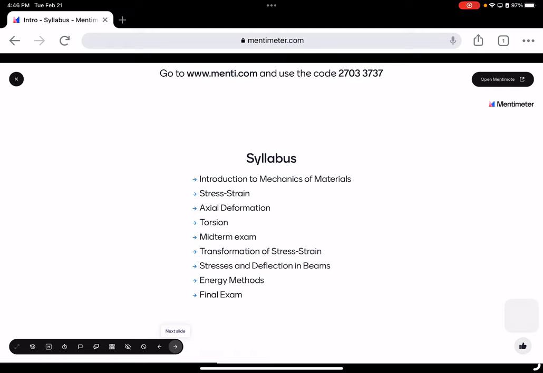Okay? What I want you to have in this course is, the first thing, good visualization, and good logical thinking. I believe those are the 2 basic components to understand this course.